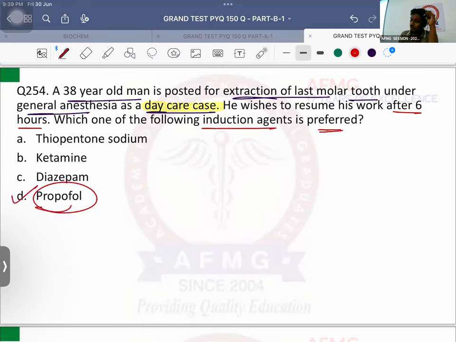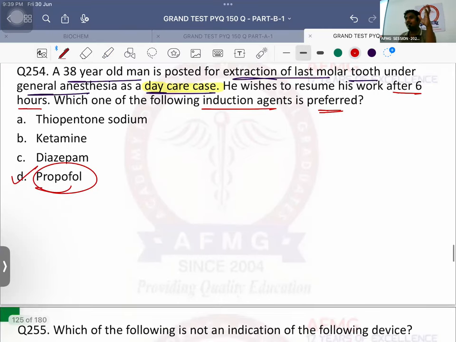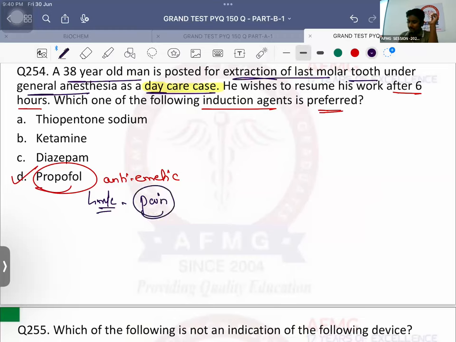Daycare surgery. The induction agent of choice is propofol definitely. All IV anesthetic agents will cause vomiting and nausea. The only one which does not cause it is propofol. Rather, propofol is anti-emetic. What is the most common side effect of propofol? The most common side effect is pain at the injection site usually.